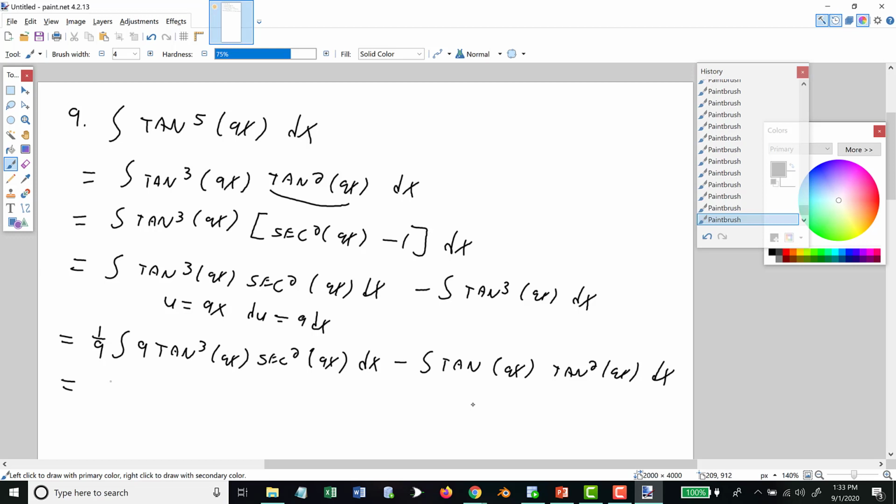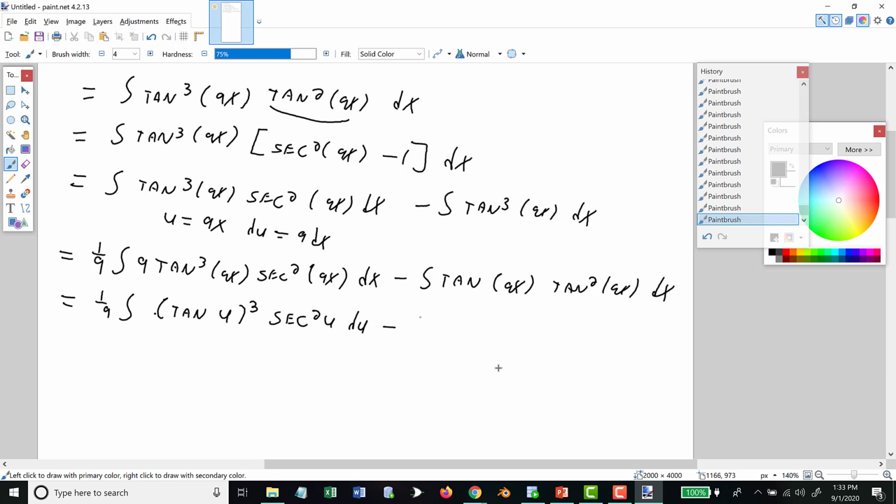Okay, so back to my first one here. It's like two separate problems at this point. The 9x gets replaced by u. The 9 dx gets replaced by du. So we're going to have tangent of u to the third power, secant squared of u du. Notice the way I wrote that with parentheses. We'll come back to that. It'll be another substitution.